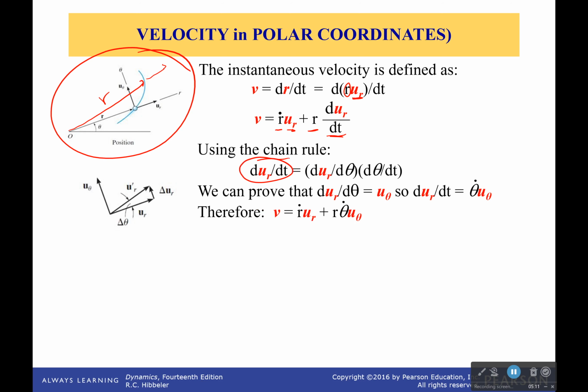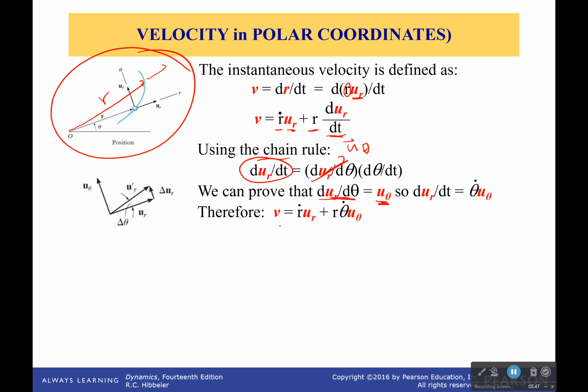Using the chain rule, we realize that we can rewrite this in terms of u_theta. How do we do that? Well, small angle approximation is going to say that du_r d theta is equal to u_theta. Since we're going to an infinitely small interval, it works. So since we know that this right here is u_theta, we can simplify this.